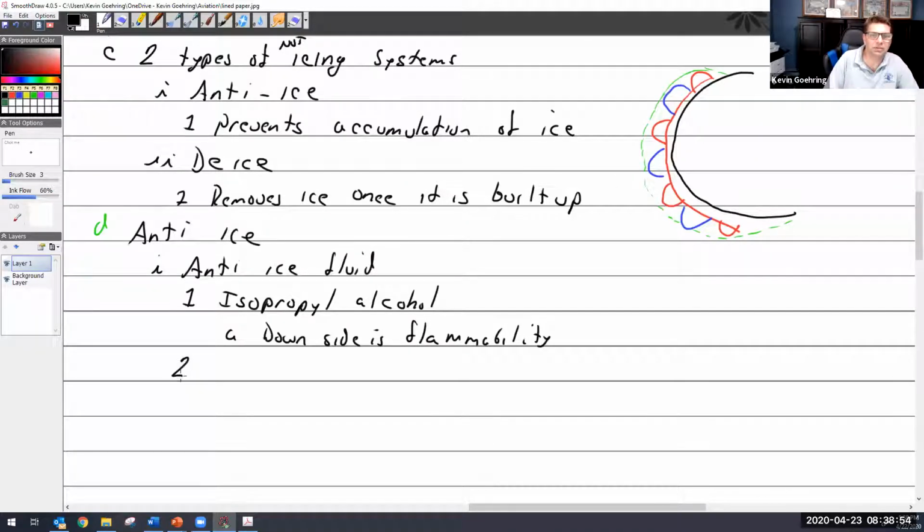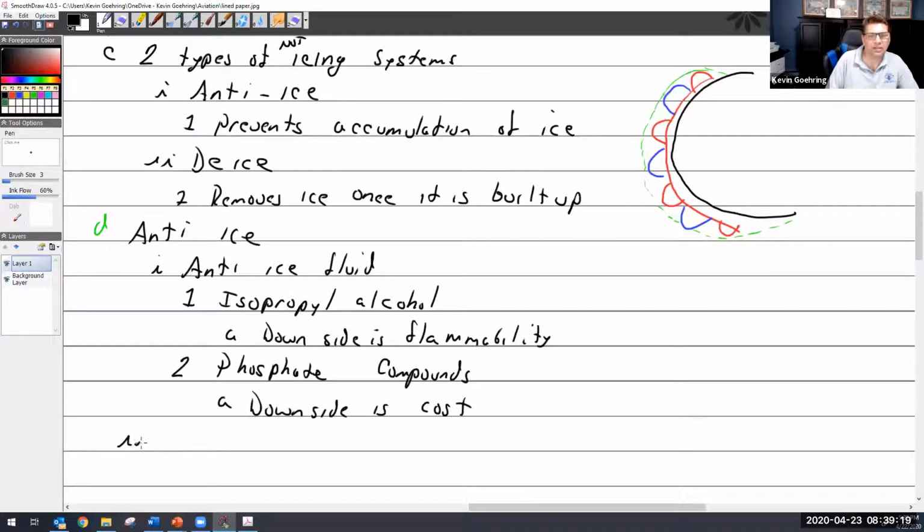Number two, so to speak, is a phosphate compounds type. It's not as flammable, but the downside is cost. Apparently the stuff is not very cheap.